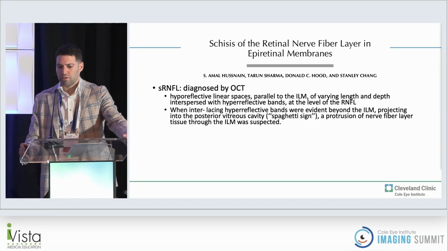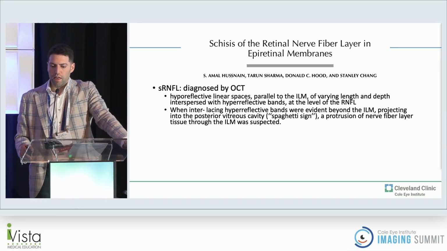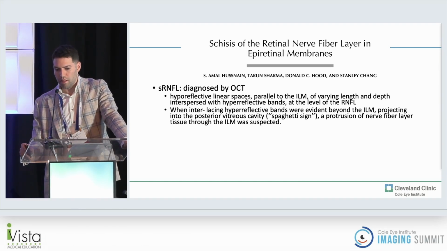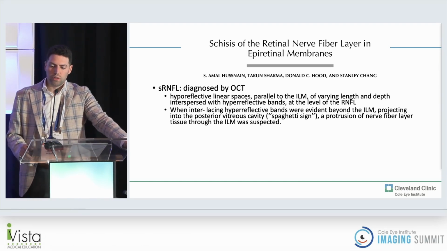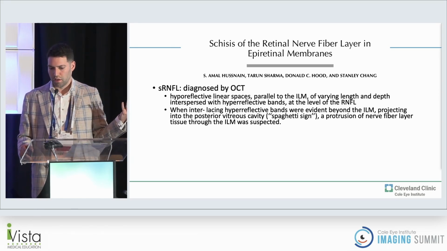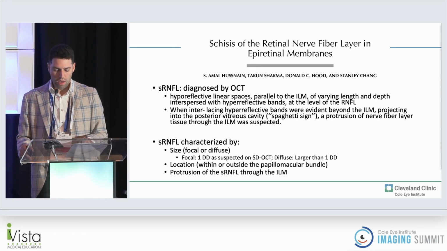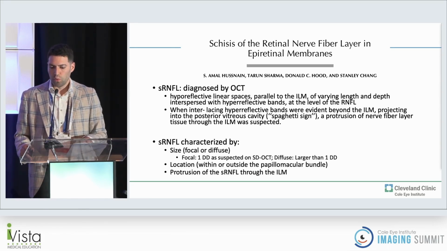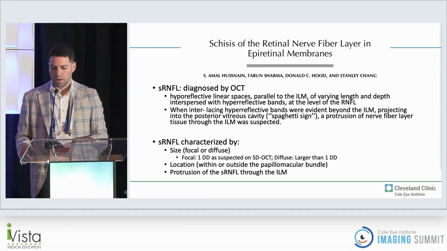So schisis of the RNFL is diagnosed by OCT and is defined as hyperreflective linear spaces parallel to the ILM. And when they're interlaced and protrude above the ILM, he calls it the spaghetti sign. We'll see pictures in a second. They characterize schisis of the RNFL as being focal or diffuse, within or without the papillomacular bundle, and whether or not they had the spaghetti sign, or when it protrudes through the ILM.